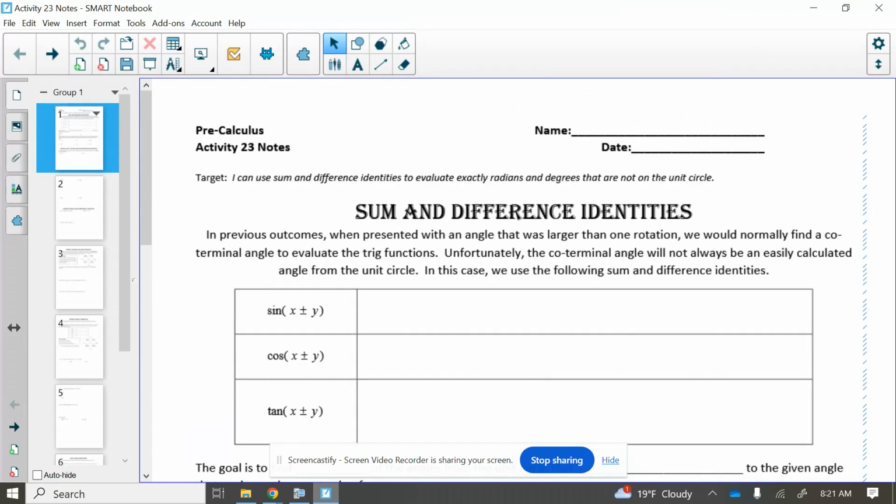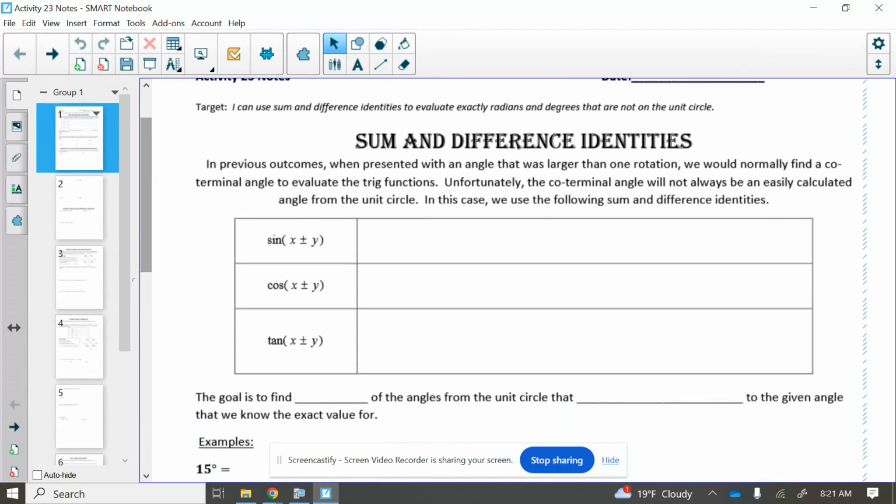Today we are going to talk about the sum and difference identities. In our previous lessons we talked about finding the exact values of angles on our unit circle, but unfortunately we can't always find all of the exact values beyond what we already know. We can, however, use certain identities to help us find exact values of some other angles, and we do that using the sum and difference identities.